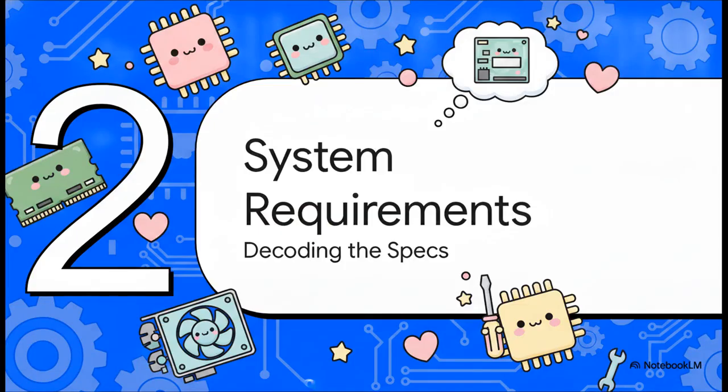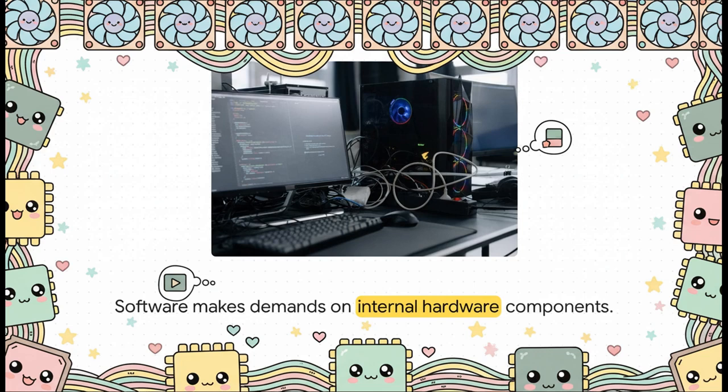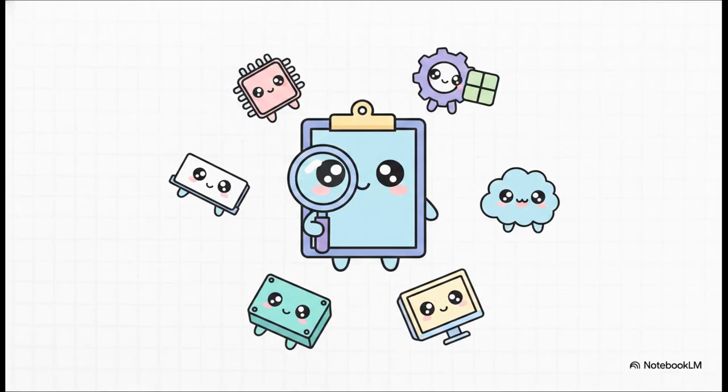Section 2. Decoding System Requirements. So what does this actually look like under the hood? Behind your sleek monitor is a heavy-duty physical machine, packed with fans, wiring, and processors. When software makes demands, it's talking directly to these physical workhorses. It usually comes down to a specific checklist.